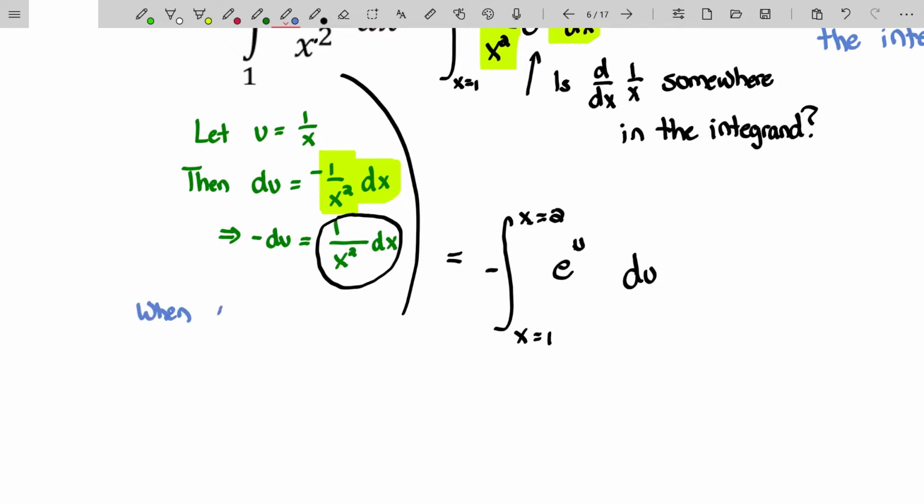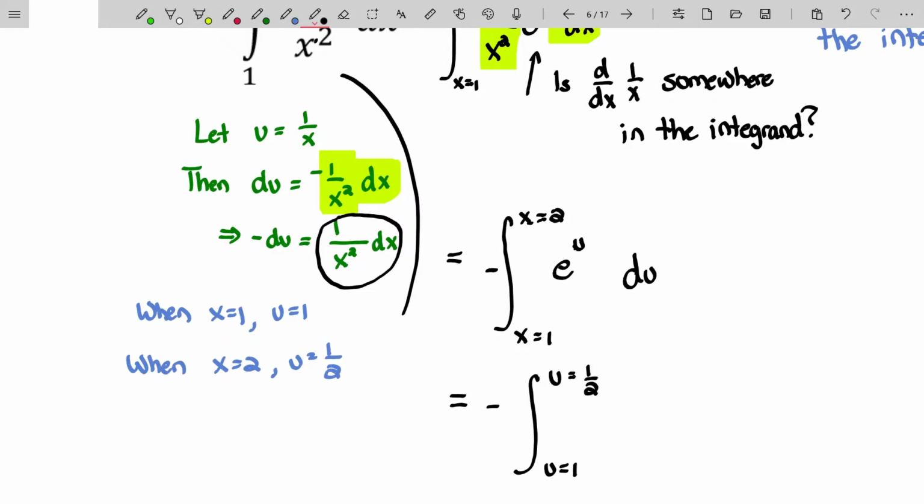When x is equal to 1, in other words, we're at the lower limit, according to this formula right here, u is also equal to 1. And when x is equal to 2, which is our upper limit, u is equal to 1 over 2. So this is my transformation. Instead of x equals 1 and x equals 2, I'm going to have the negative integral from u equals 1, because that's what u is when x is 1, to u equals 1/2, of e to the u du.